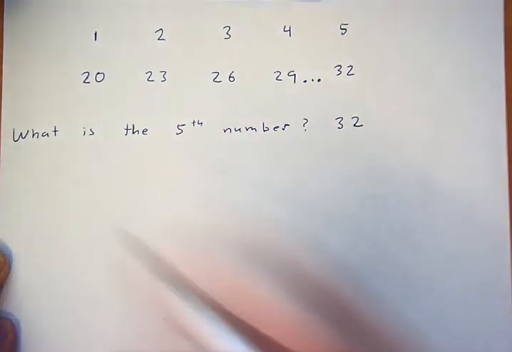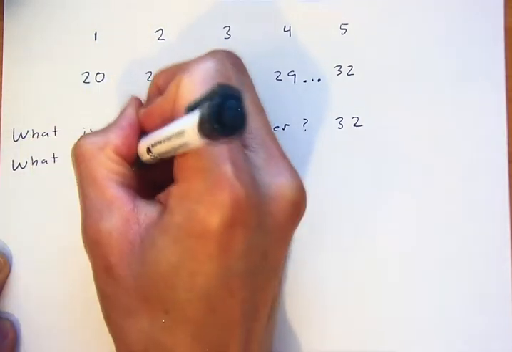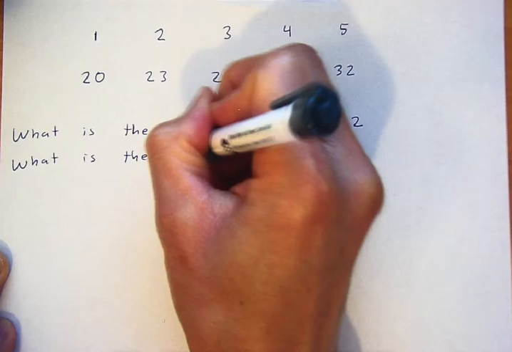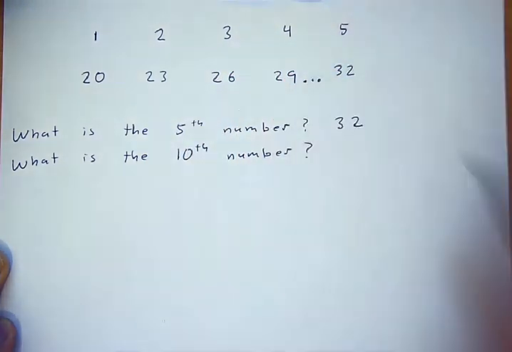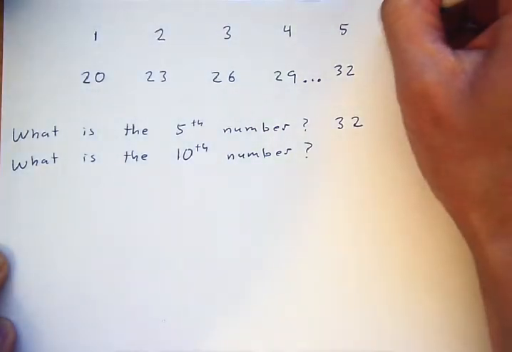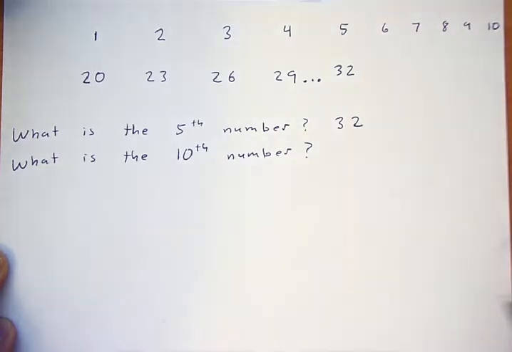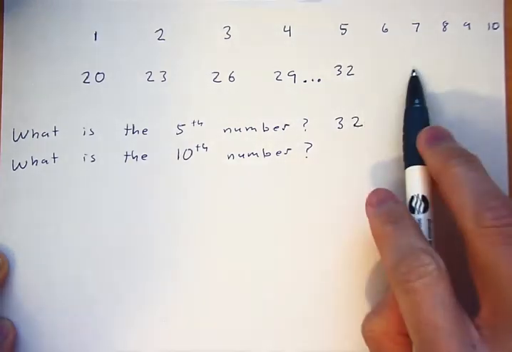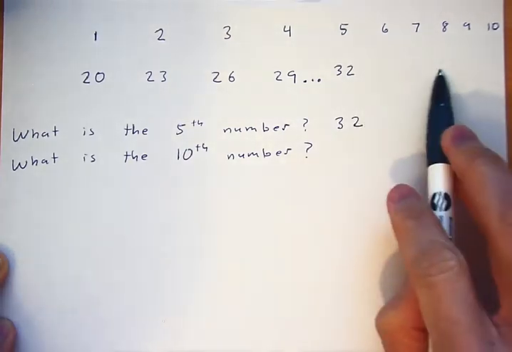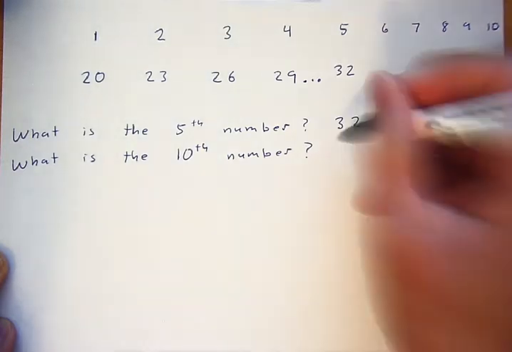Okay. If you're asked, what is the 10th number? A little bit more work, but easy enough still. 6, 7, 8, 9, 10. So 32, 35, 38, 41, 44, 47. Each time I just added 3 more.